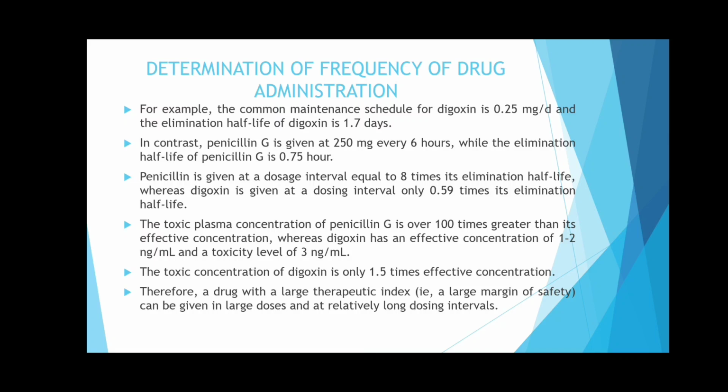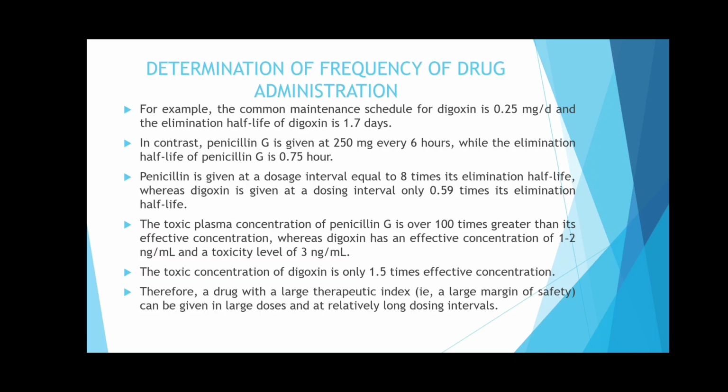Penicillin is given at a dosage interval equal to 8 times its elimination half-life, whereas digoxin is given at a dosing interval only 0.59 times its elimination half-life. The toxic plasma concentration of penicillin G is over 100 times greater than its effective concentration, whereas digoxin has an effective concentration of 1 to 2 nanogram per ml and a toxicity level of 3 nanogram per ml. The toxic concentration of digoxin is only 1.5 times the effective concentration. Therefore, a drug with a large therapeutic index can be given in large doses and at relatively long dosing intervals.